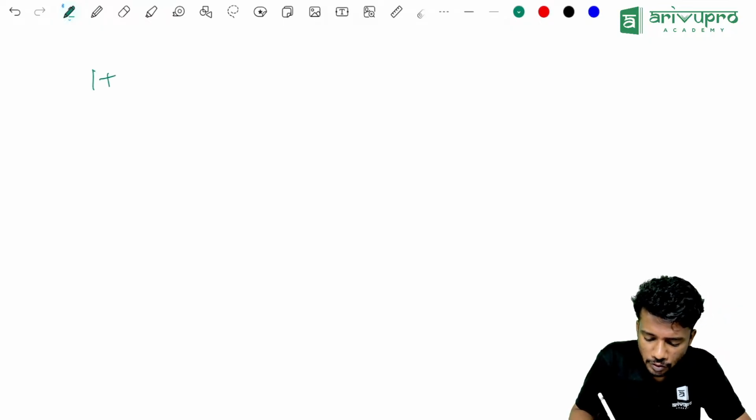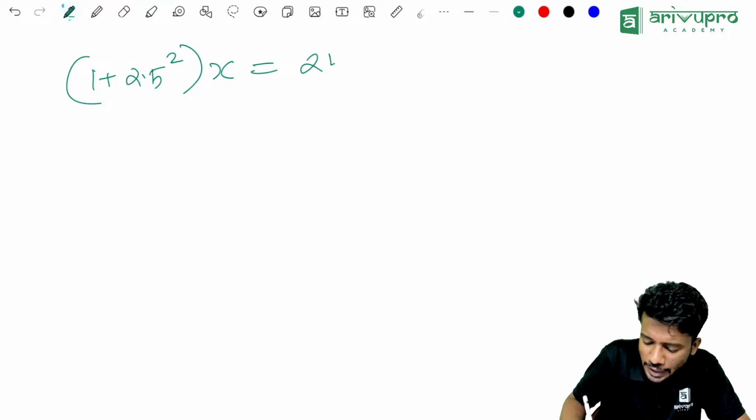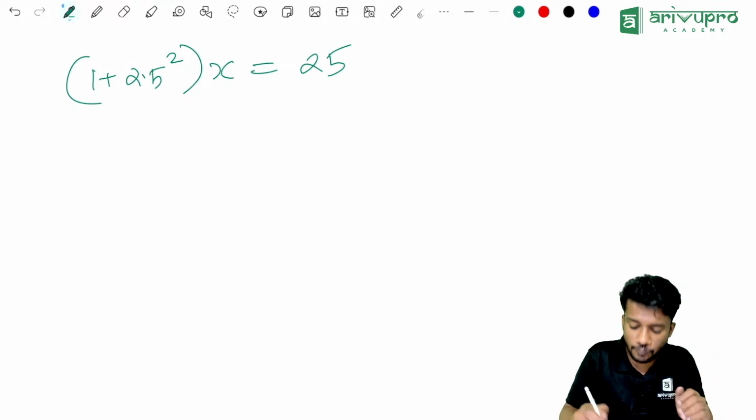So the first thing I'll be teaching you is a small, simple one. Say it is (1 + 2.5) whole squared into x, which is equal to 25. Then how will you use the calculator to find the answer for x?